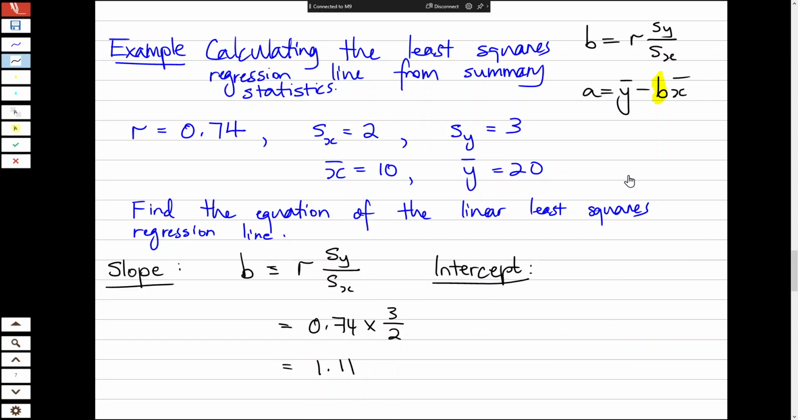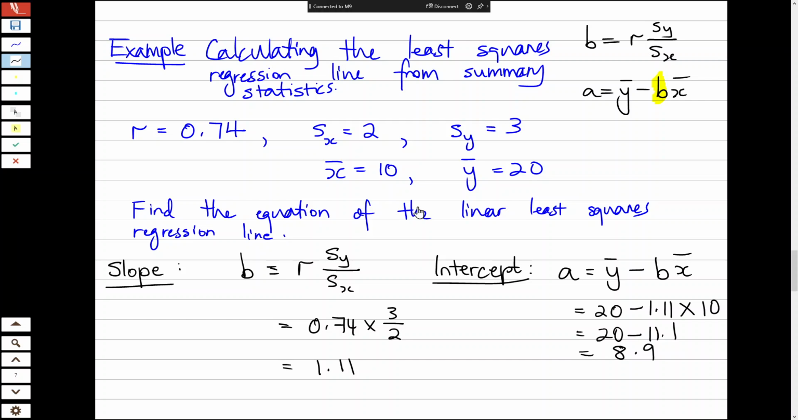For the intercept, the formula is A equals y bar minus B times x bar. Again, it's a simple matter of substituting the numbers that we were given. So y bar was 20, B was 1.11, and x bar was 10.